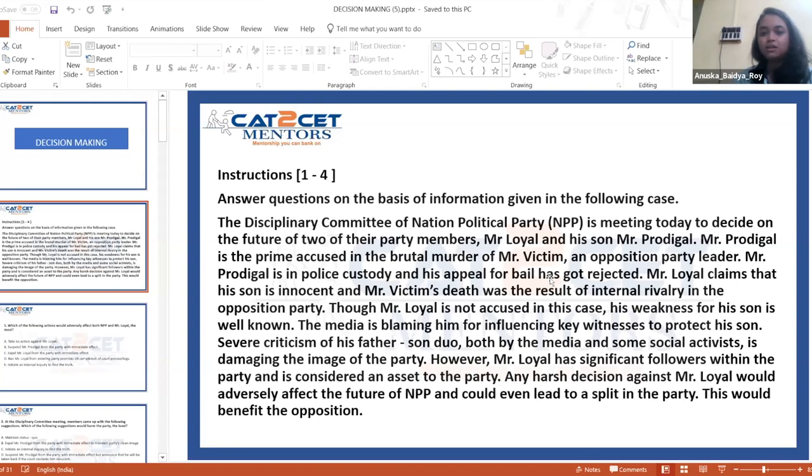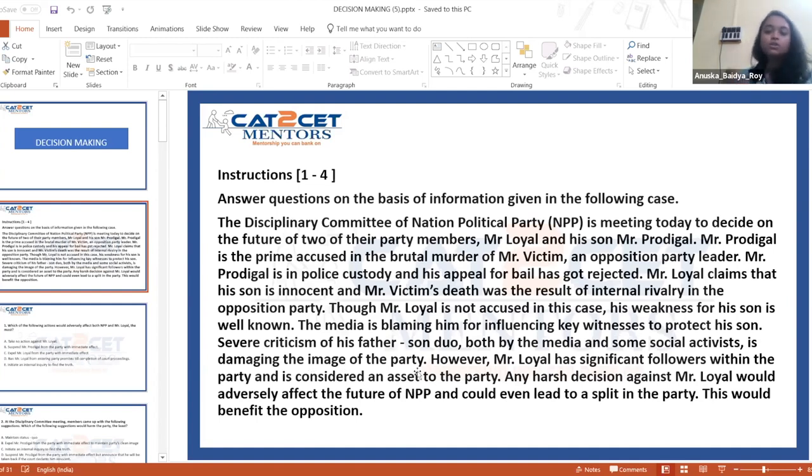So what is the case? There is a political party. There is a father and a son. The son is accused of murdering someone from the opposition party. Now Mr. Prodigal is in police custody and his bail has got rejected. Mr. Loyal claims that his son is innocent and Mr. Victim's death was the result of internal rivalry in the opposition party. So obviously the father is trying to defend the son. Though Mr. Loyal is not accused in this case, his weakness for his son is well known. The media is blaming him for influencing key witnesses to protect his son. Severe criticism of this father-son duo, both by the media and some social activists, is damaging the image of the party.